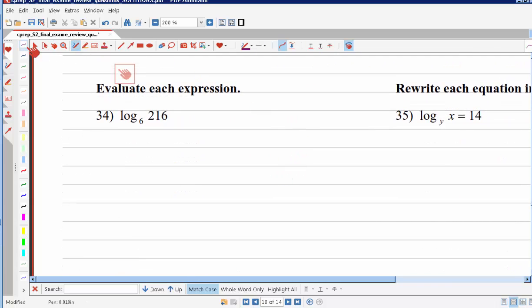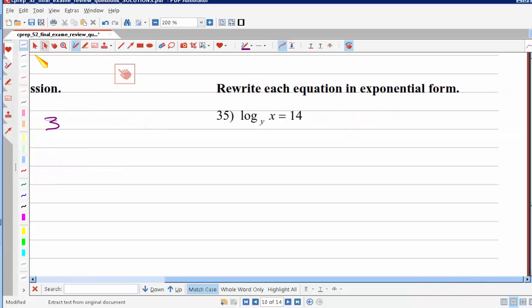Okay, now we're on to logs here. This means what power raises 6 to be 216? 6 to what power is 216? Well, it is the third power. So that means that's equal to 3. Or you could do the change of base formula on your calculator and do log 216 divided by log 6. That will also give you 3.